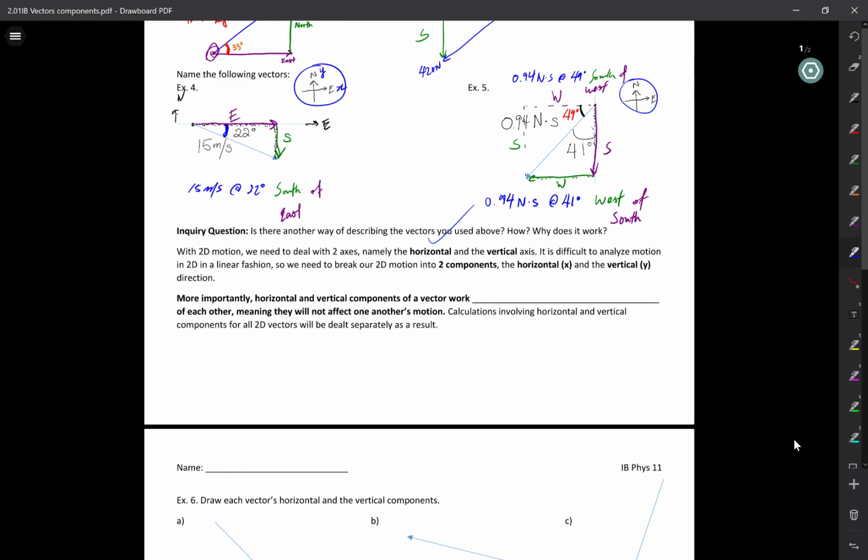The next part, we're going to look at how to break vectors into their components. This might deserve a new video. So I'm going to stop here. I'm going to ask you to watch part 2 of vector components. See you in part 2.